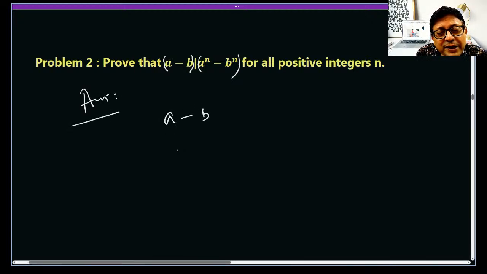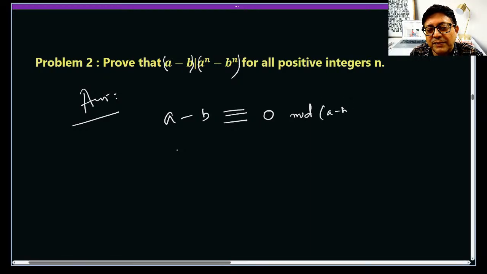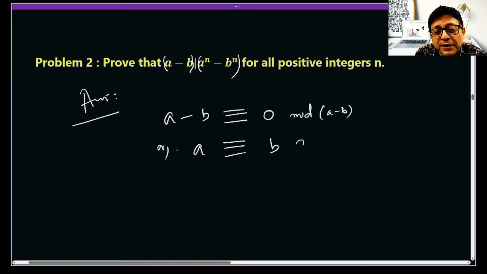A minus B congruent with 0 mod A minus B, isn't it? Or you can write A congruent with B mod A minus B. No difference. This thing is only written over there.